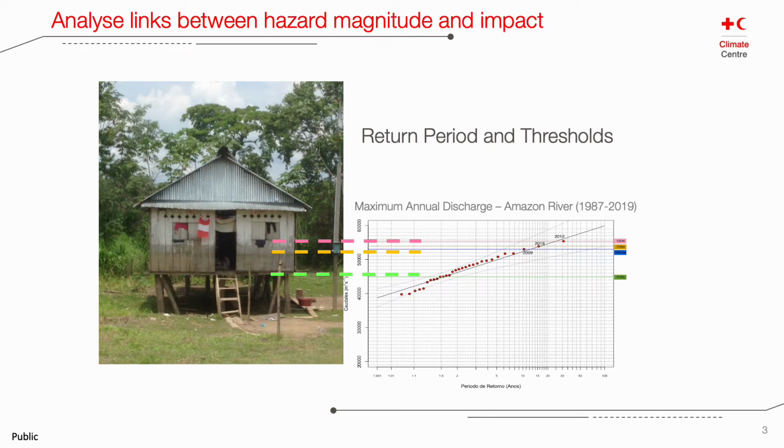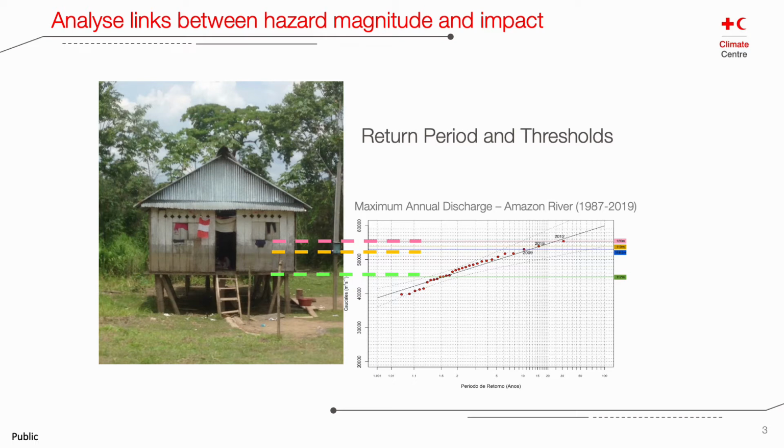Analyze links between hazard magnitude and impact. What impact can we expect from a hazard of a certain magnitude? Not all events with return periods of 1 in 5 years will be extreme or have a significant humanitarian impact. Therefore, it is necessary to demonstrate what impact a given hazard is expected to have. For example, El Niño has a 7-year return period on average and causes severe impacts around the world.